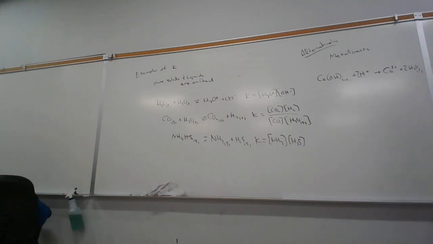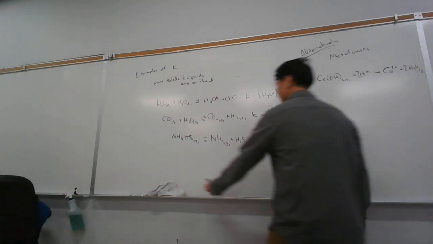And so it's a product over reactant. And when there's a number there, so if there's a number, what we do is we square it. So let's just take a look at one more.